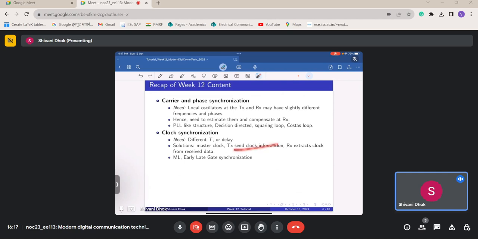Again, this may consume some of your data part. Another option is that your receiver will extract the clock information on the basis of your received data. So in this process, initial things may be very bad, however as time progresses it will become very easy, and you will get a good estimate of your clock. Another thing is, this third point you can do by having your ML estimate or early late gate synchronization.